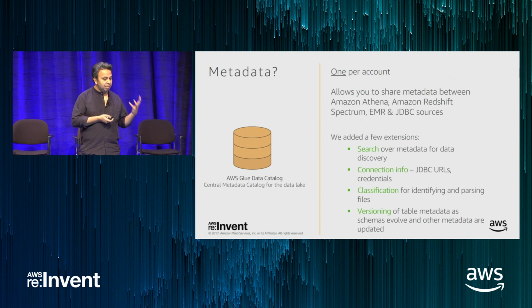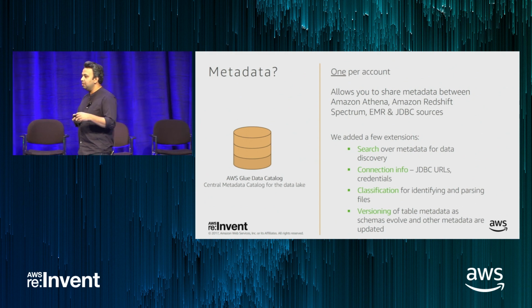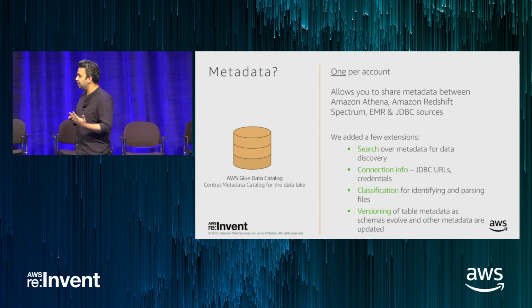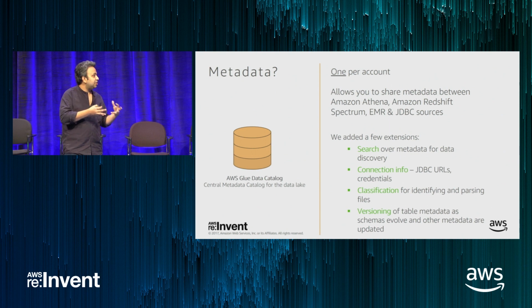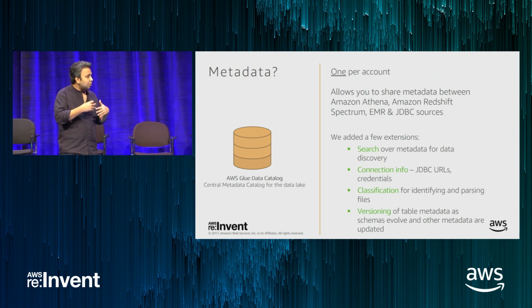So it becomes your common metadata store that allows you to search, get connection information, do classification of data, add business annotations to data, add versioning to data. It doesn't have any data, it just has metadata. But it allows all the downstream engines to have a central place where they understand what is this data in S3, and that allows you to use any of the engines replaceably.